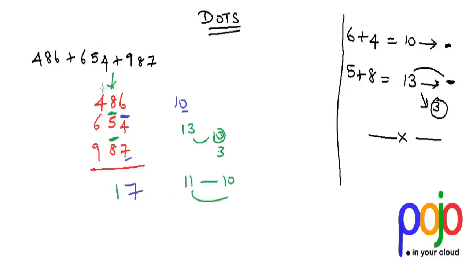Next, the 100th digit. Now 4 plus 6 is 10, put a dot, and 0 plus 9 is 9. So 917 is the running total.